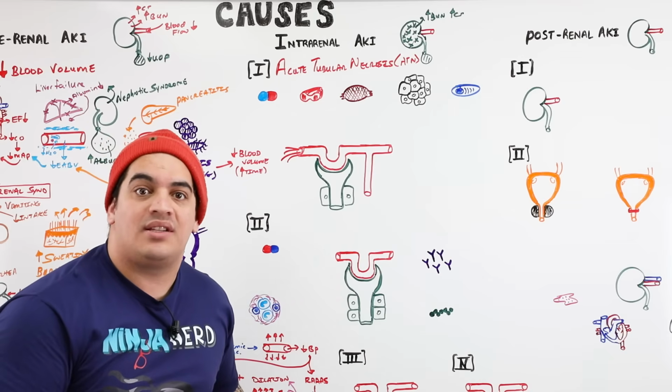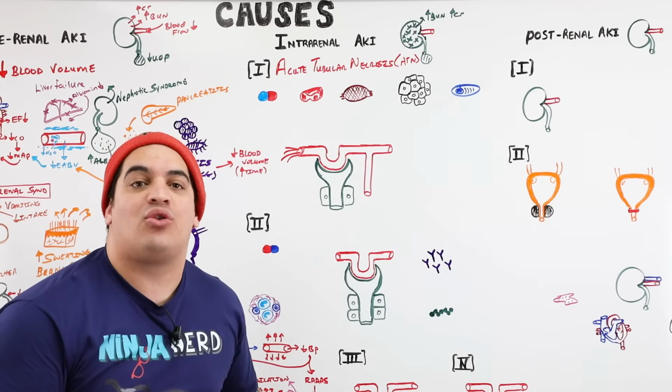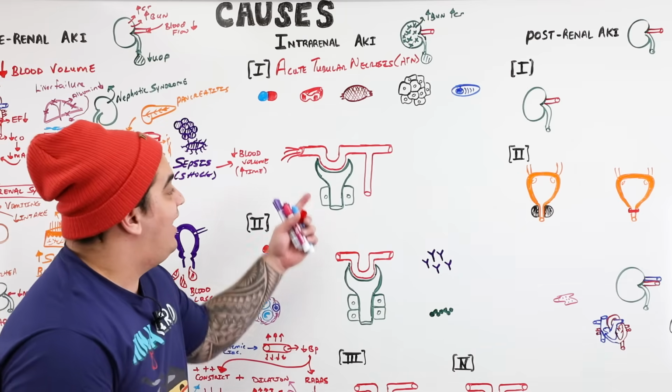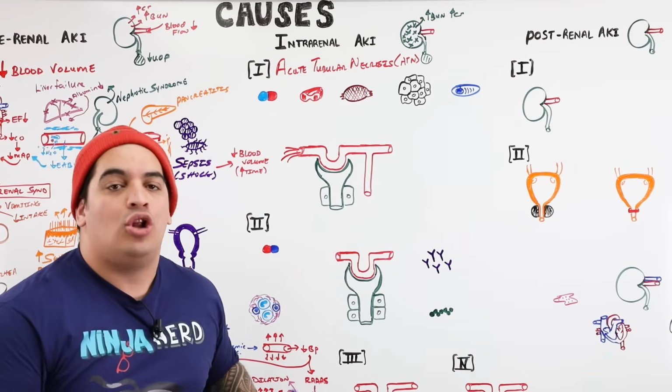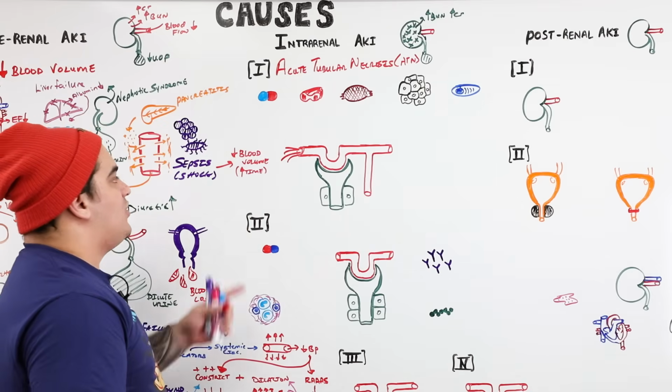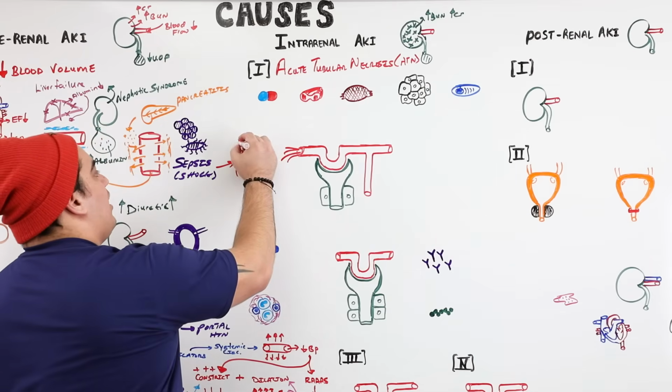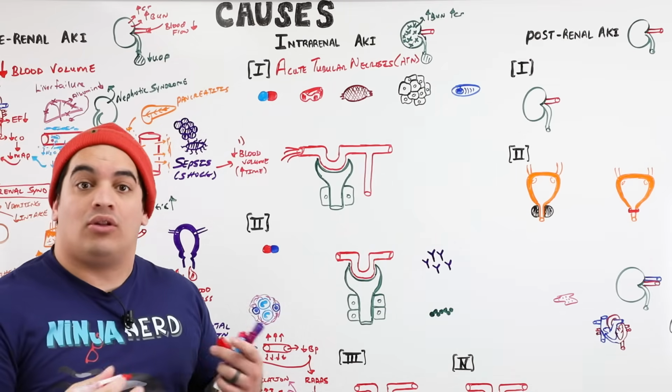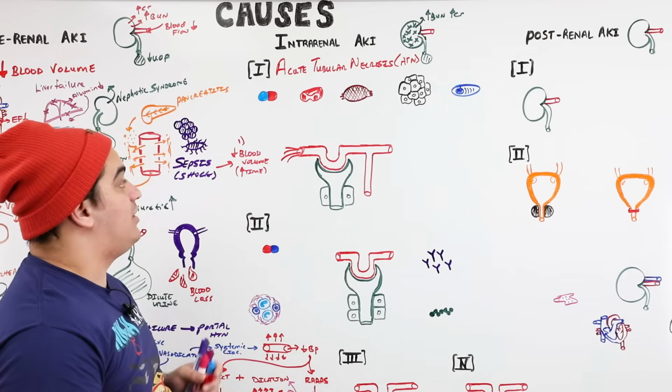What happens if ischemia is not actually reversed? It undergoes necrosis and the tissue cells die, and the kidney cells themselves lose the ability to perform their functions. And we'll talk about what that is. So that's one big thing to think about: someone having a very low blood volume for a long period of time. One of the best examples is actually septic shock.